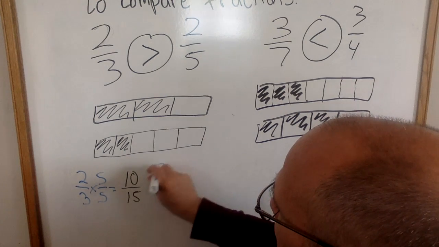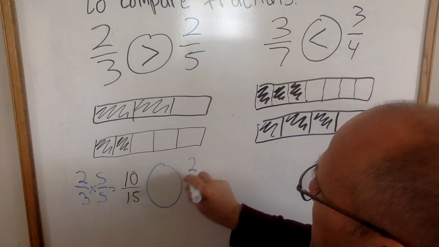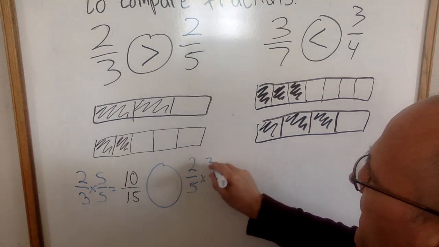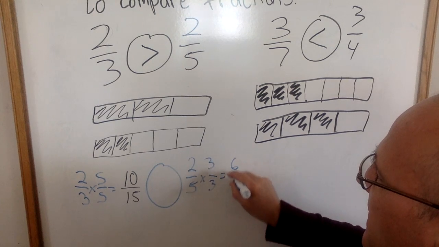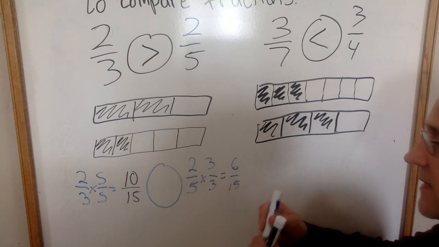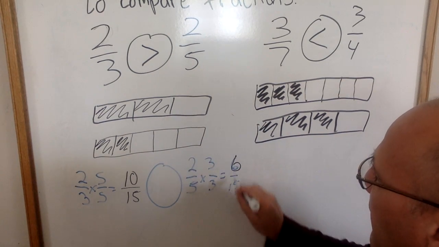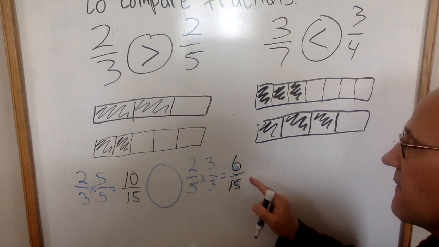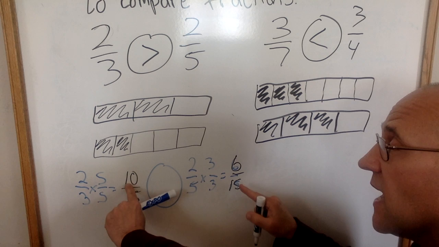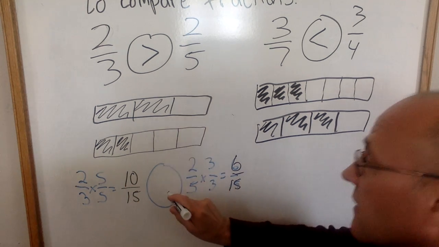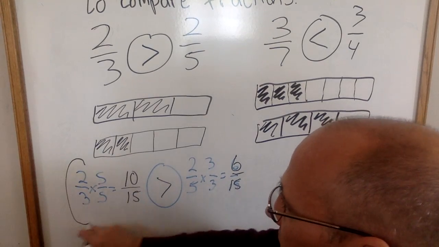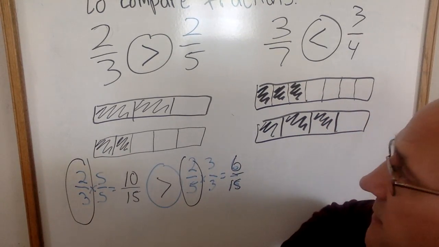And if I take 2/5 and multiply it by 1 in the form of the fraction 3/3, I get 6/15. And now, why don't I do that in the same color I did the last one? And now, if I compare same denominator, I'm going to use the numerators. 10 of the same size piece is greater than 6 of the same size piece. So again, 2/3 is greater than 2/5.